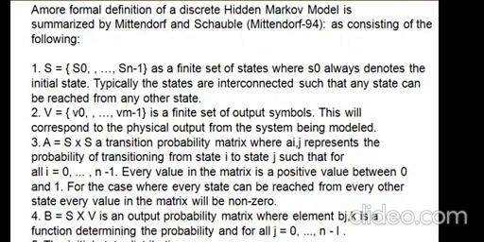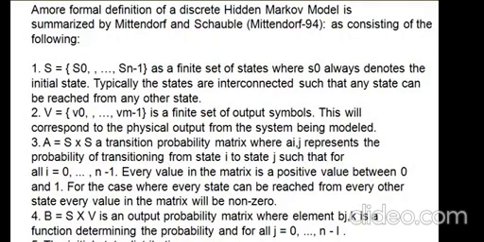So every value in the matrix is a positive value between 0 and 1. For the case where every state can be reached from every other state, every value in the matrix will be non-zero. I already explained this. If you want to consider the values in the matrix, we can take from 0 and 1, but if you want to add the transition, then we have to take the non-zero. Now I'm considering another matrix, B equal to S into V. That means the number of states into the number of outputs. That is the B matrix.